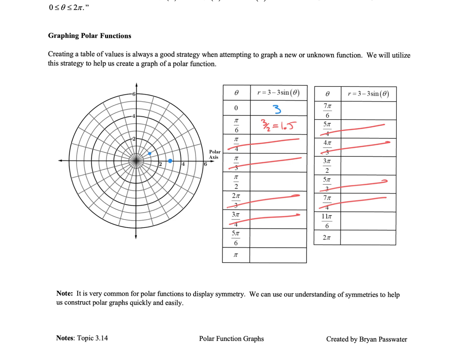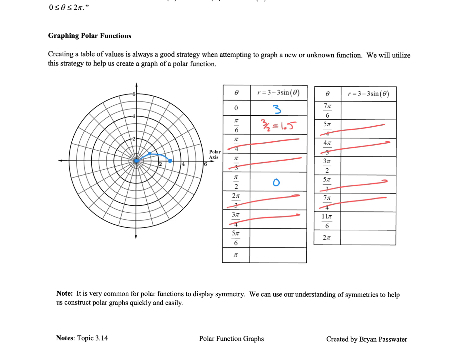Now let's go to pi over 2. When I substitute in pi over 2, what do I get? What's the sine of pi over 2? Sorry, sine of pi over 2 is 1. And so now we have 3 minus 3 times 1, which is 0. Sorry, I jumped ahead. And so now at pi over 2, I'm at 0. And so right now, I'm kind of graphing like that.